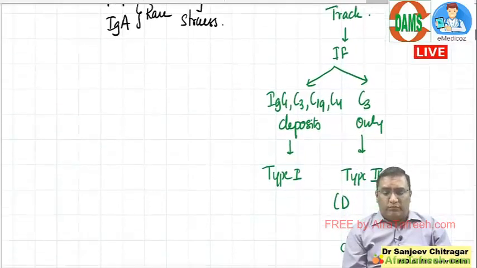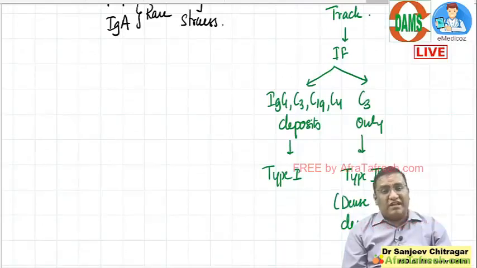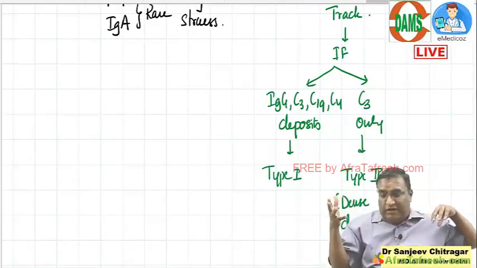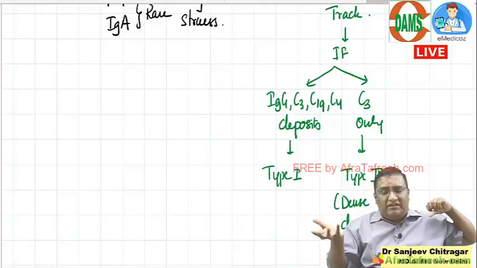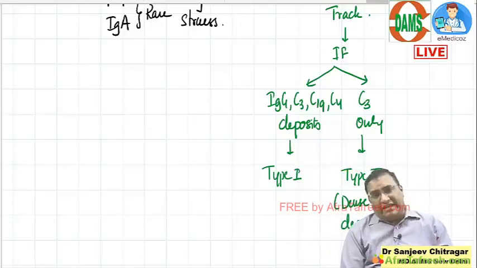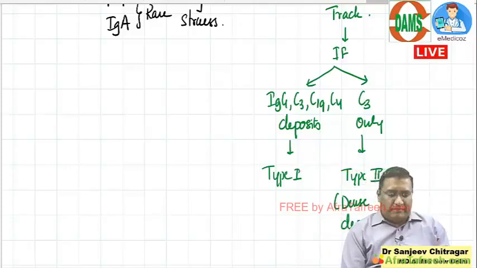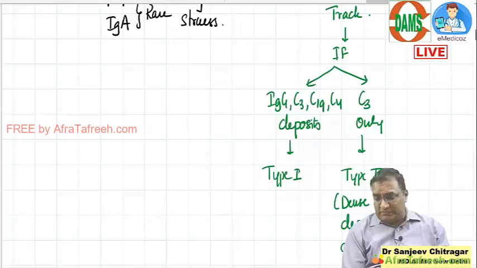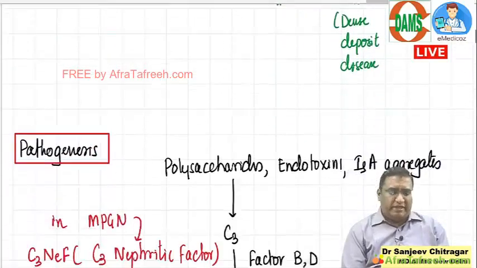Basically, in type 2 MPGN, there is an autoantibody to the C3 convertase, and the C3 convertase remains active because of this antibody. Because it remains active, there will be constant activation of the alternate pathway of complement: dense deposit disease, or type 2 MPGN. I'll show you the images as well, don't worry about it subsequently. Yes, correct, Berger disease is the same as IgA nephropathy.